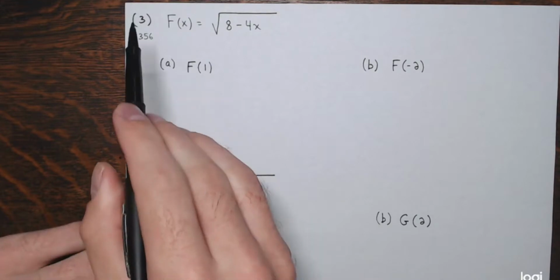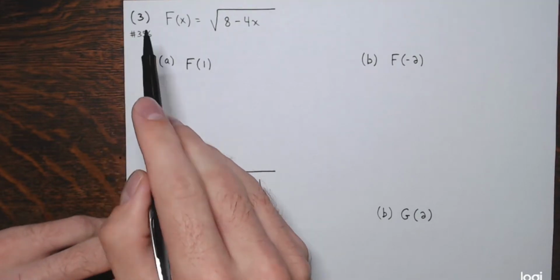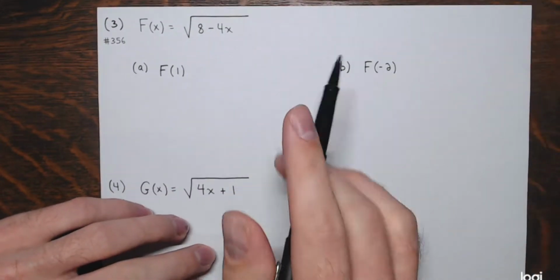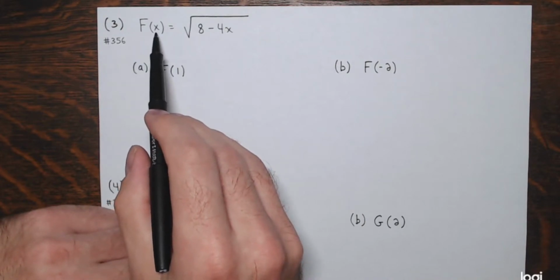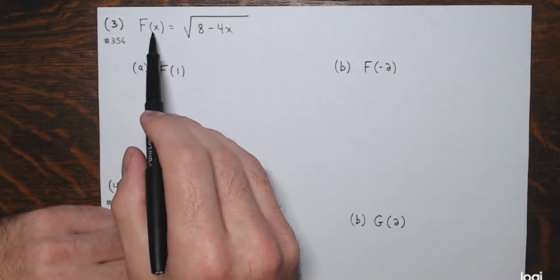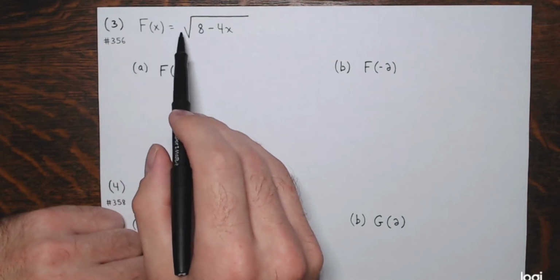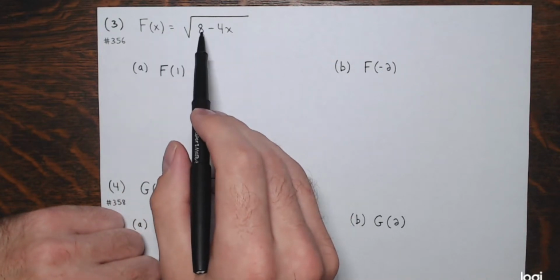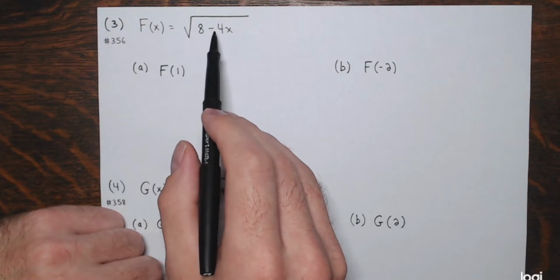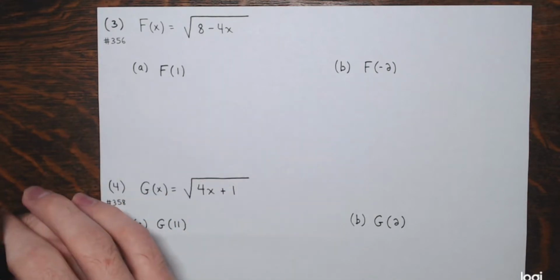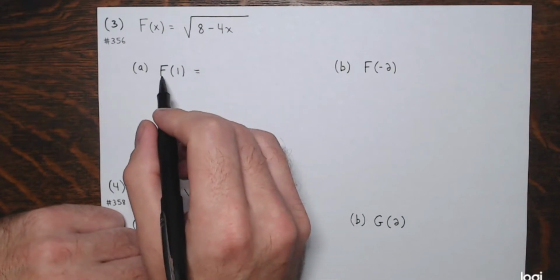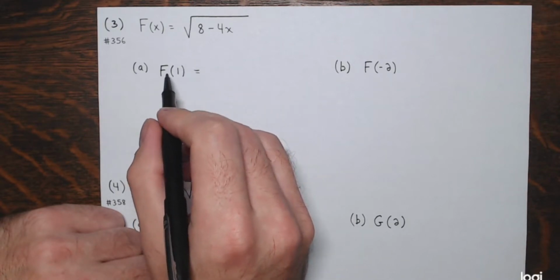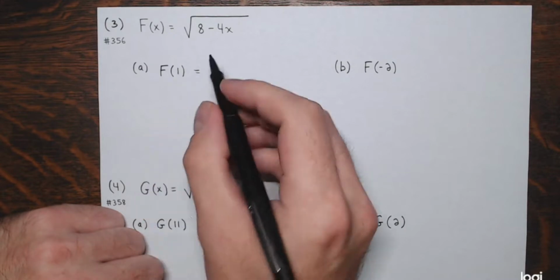All right, so number 3, corresponding to number 356 in the text, we have a function called capital F, and the input is x. And the output, f of x, is the square root of 8 minus 4x. Here's how you calculate the output. Part A, what's f of 1? What's the value of this function called f when the input is 1?